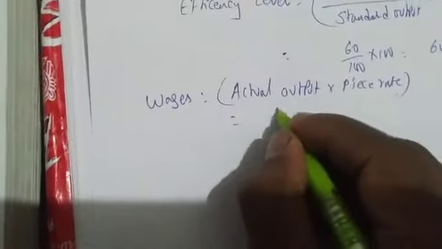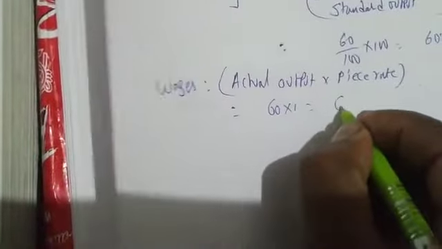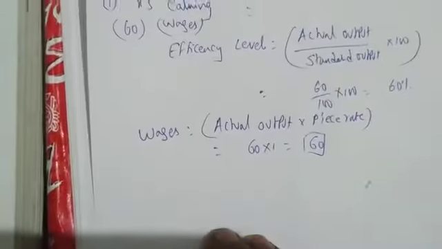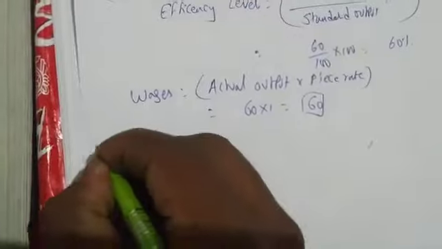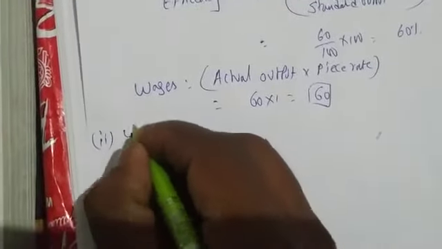Okay. So 60 into rupees 1 equal to 60. So X will receive 60 rupees. Got it? Next, Roman number 2. Y's earnings.